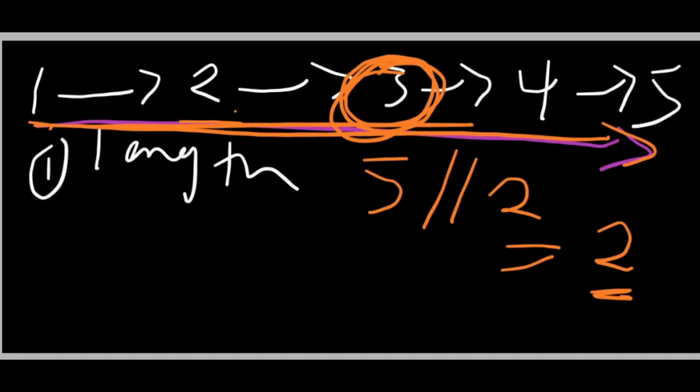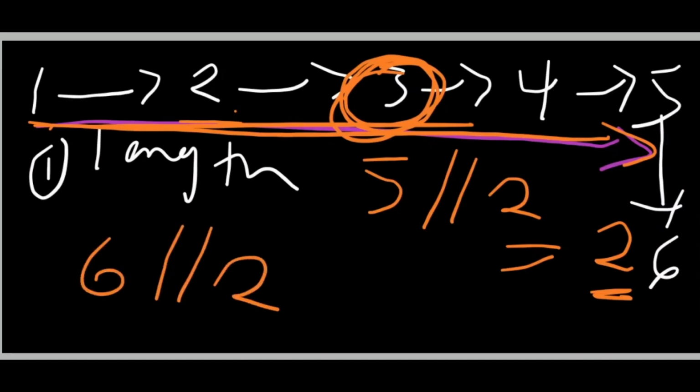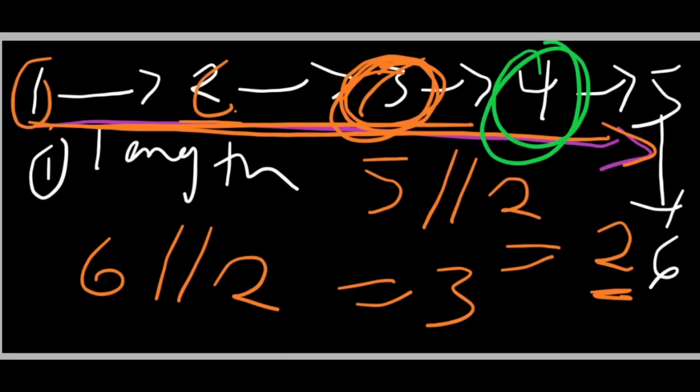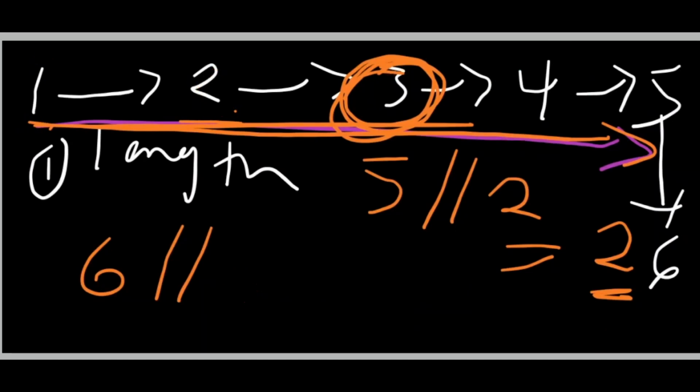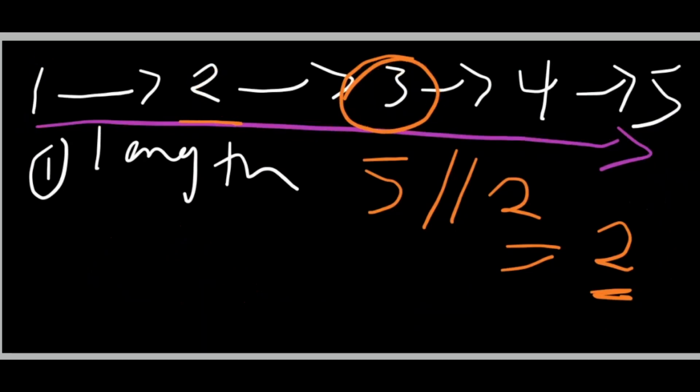If these were 6 numbers, we would have 6 floor divided by 2, this is going to be 3. And if we count 0, 1, 2, this is 3, this is our middle number. So this works fine. And this is going to be a linear time operation, contrary to what I thought.